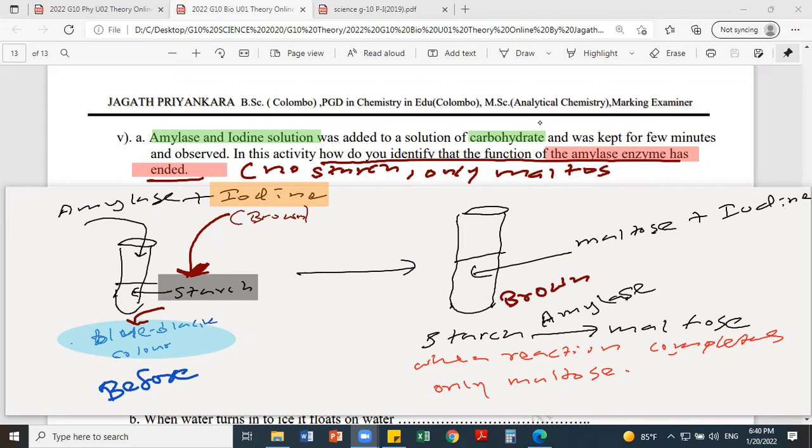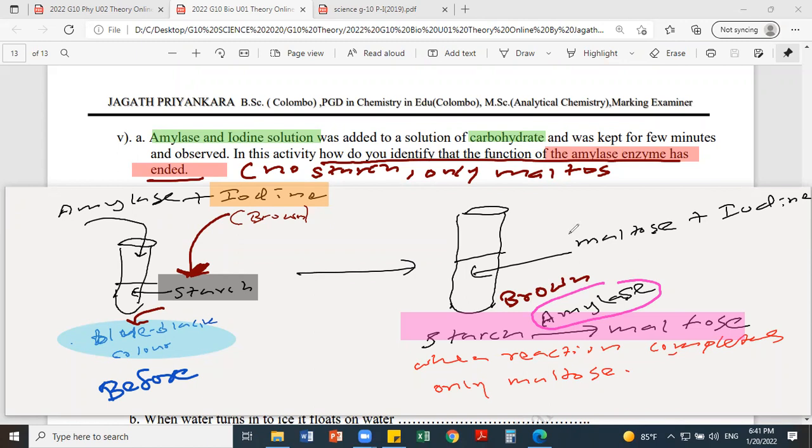This is very important. I explain this since it is hard. I explain everything in detail. So what is the enzyme which acts on the starch? Amylase. And what is the product formed? Maltose. So when the amylase action is over, there is no more starch, only maltose. Then no blue color; it decolorizes and brown color appears.